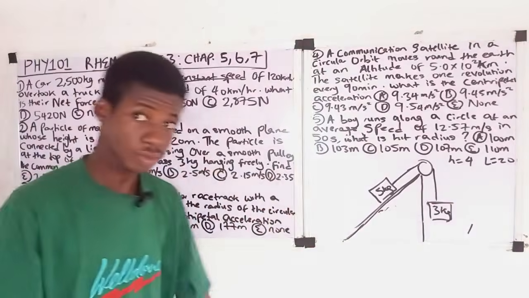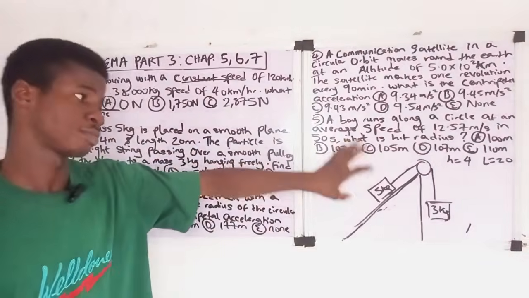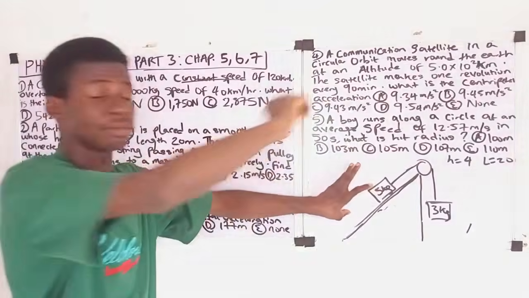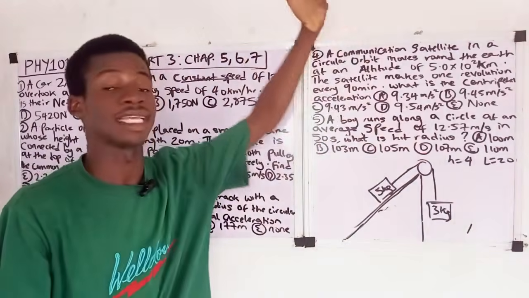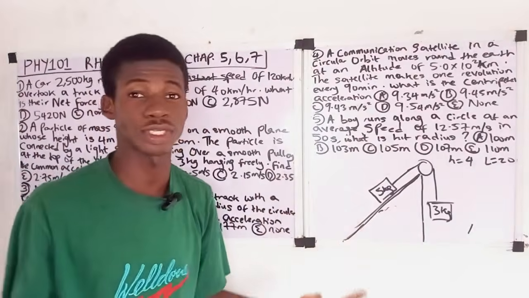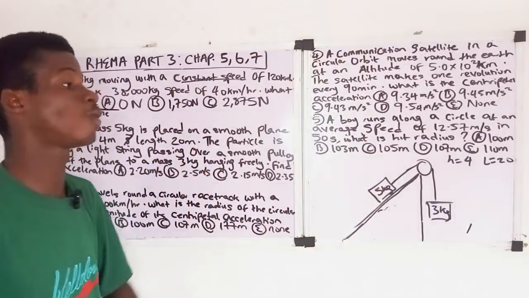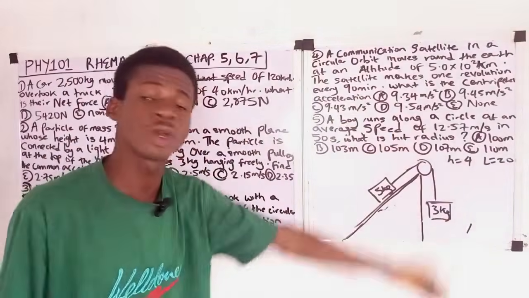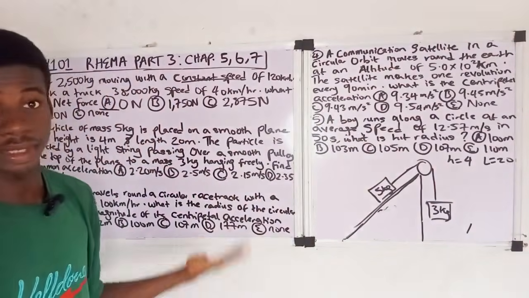This question comes from a mass connected to another mass: a mass on an inclined plane connected to another mass that is hanging freely. So this is one of the applications of Newton's laws of motion. Now they're asking us to look for the common acceleration of these two masses. How we're going to do this is very easy.